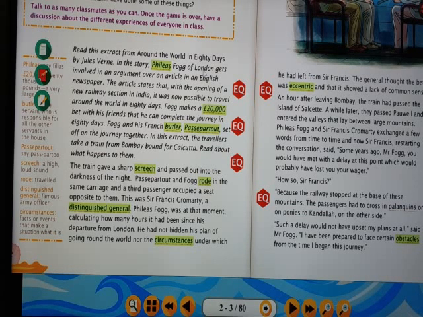Then he asked, what is it? What is the reason? Because long before, the railway stopped at that point, in the base of the mountain. After that, there was no rail. People have to get down there, and they have to cross the place, Kandara, that mountain, in palanquins or ponies.